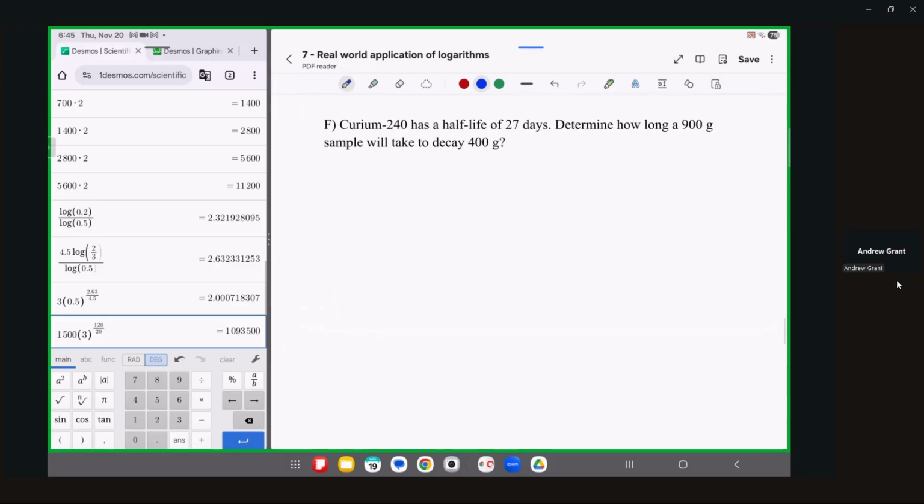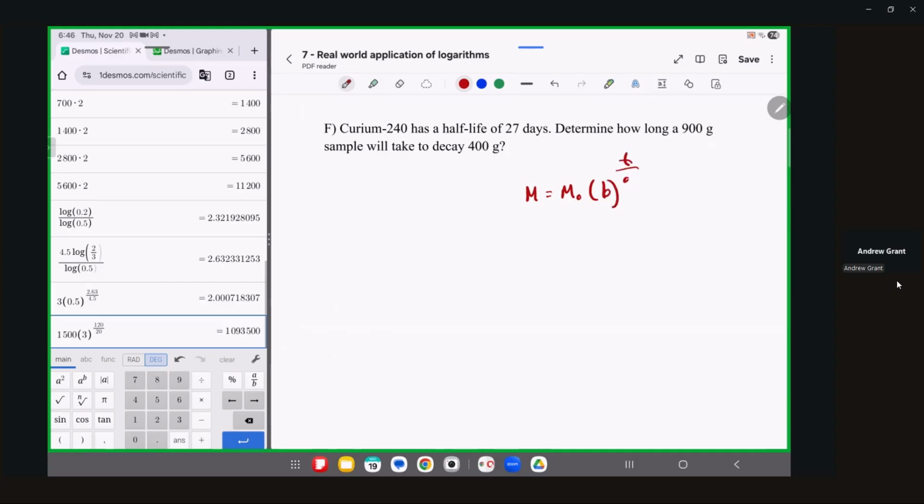Okay. Curium 240 has a half-life of 27 days. Determine how long a 900-gram sample will take to decay to 400. Okay, so here, m is equal to m naught times b to the power of t over d. And so we have m naught, b, t, and d. Keep in mind, this is the name of the element, so we don't need that. But it has a half-life of 27 days. We have a 900-gram sample to decay to 400. So we're going to solve for t. That'll be our question mark.